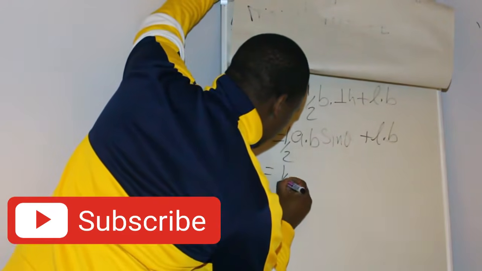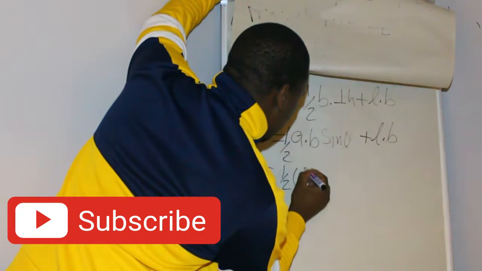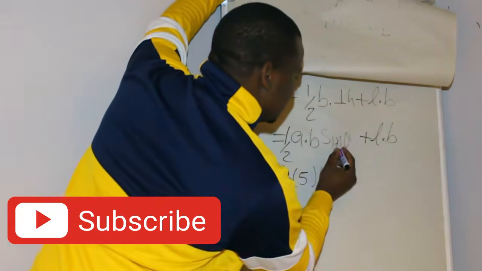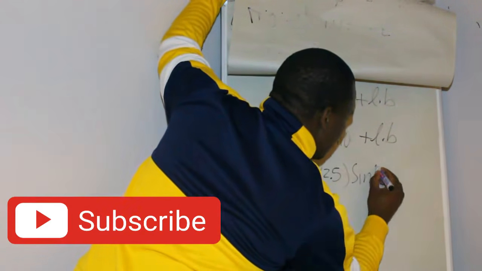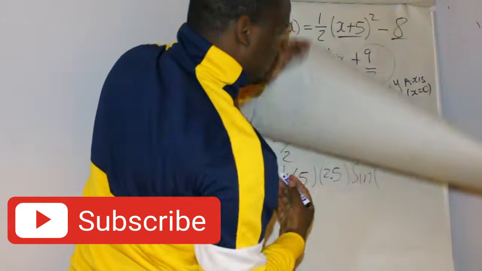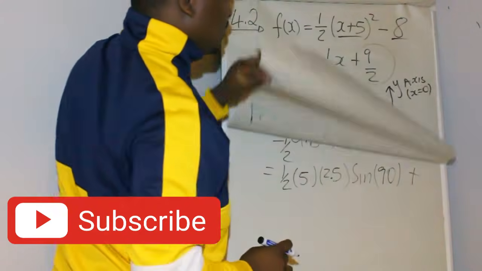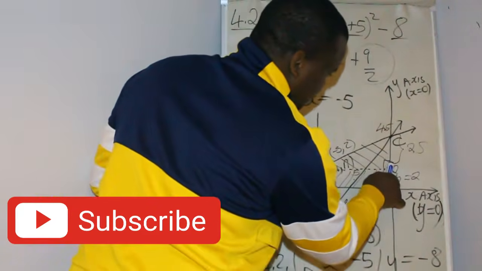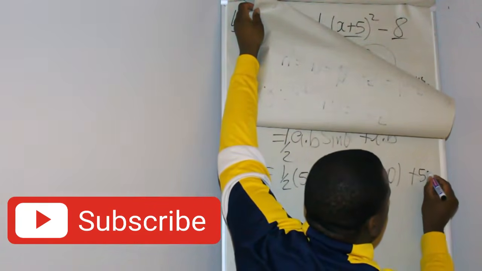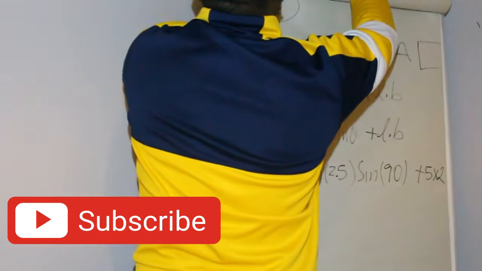So that is 1/2 times 5 times 2,5, which is the perpendicular height, times sine theta. What is your theta? The angle between the two sides. This side and this side is 90 degrees. Sine 90 degrees, plus length times breadth, which is this side times that side, which is 5 times 2,5. Then we move.